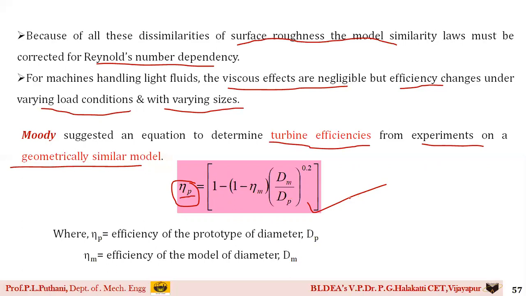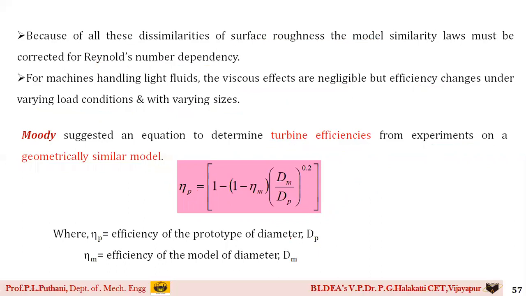So this was the reason that Moody developed this particular equation. Many times in the examination, a question may be asked regarding the effect of Reynolds number. So you need to highlight these points and say what is the purpose of using this equation, especially for calculating the power of a prototype in turbo machines.